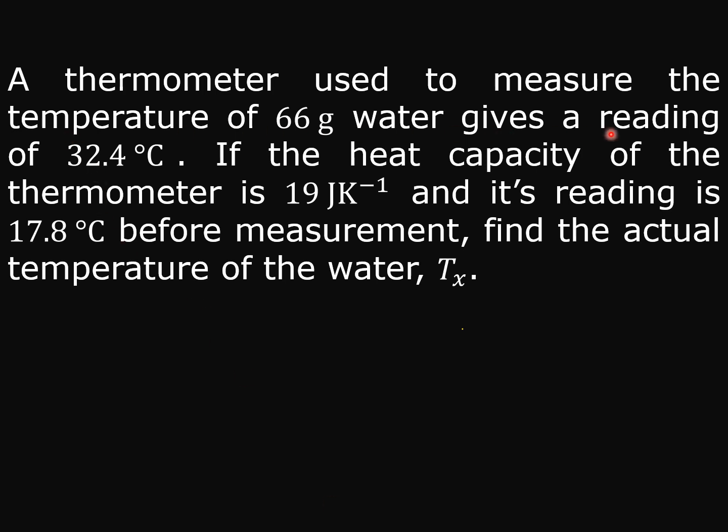A thermometer used to measure the temperature of 66 gram water gives a reading of 32.4 degrees C. If the heat capacity of the thermometer is 19 joule per Kelvin and its reading is 17.8 degrees C before measurement, find the actual temperature of the water, Tx.